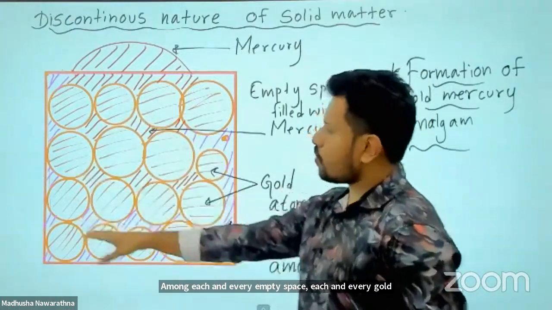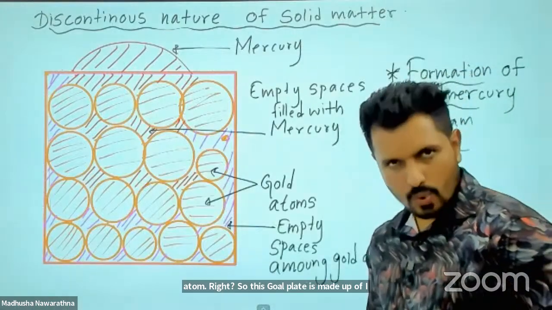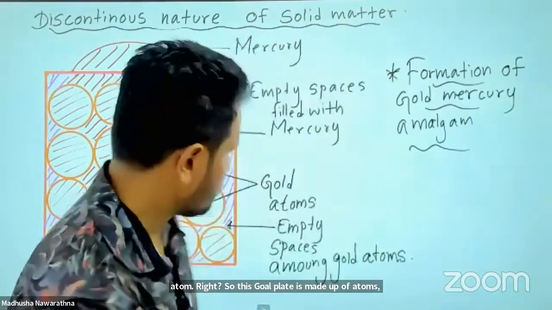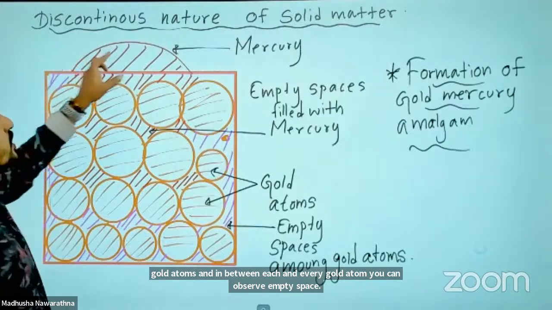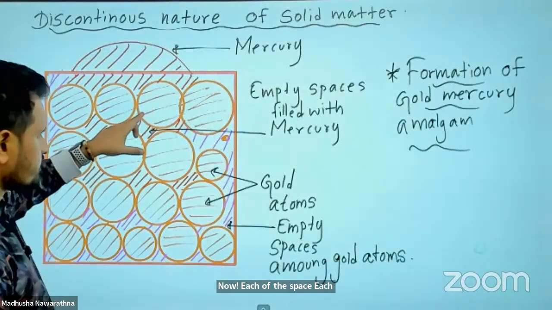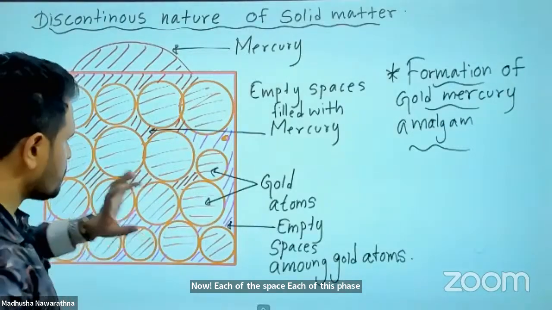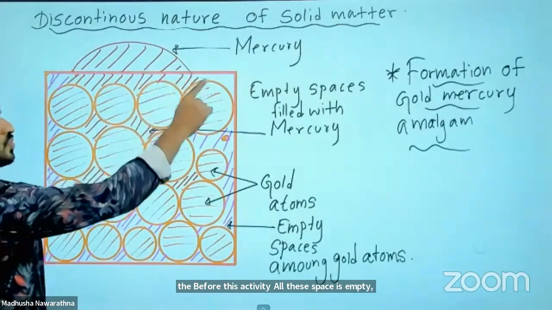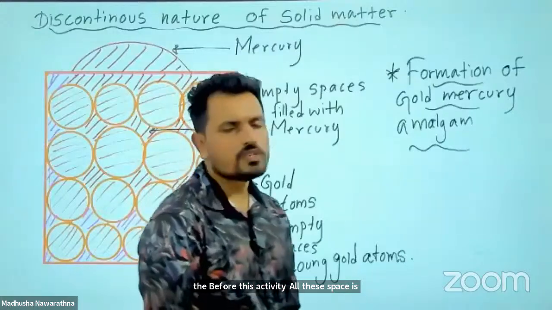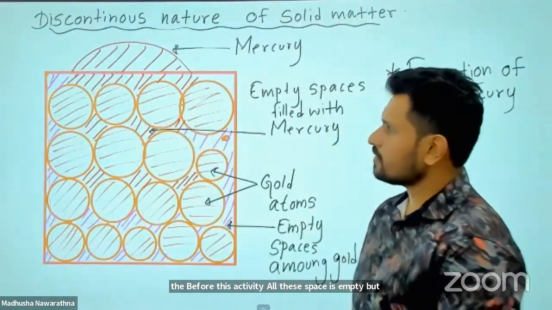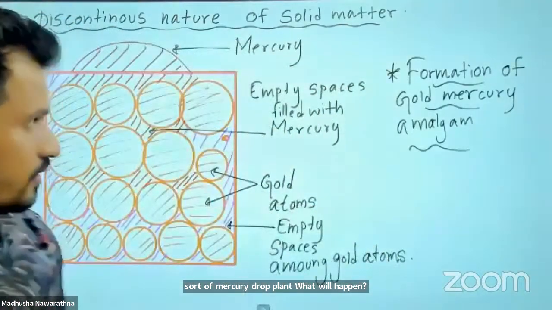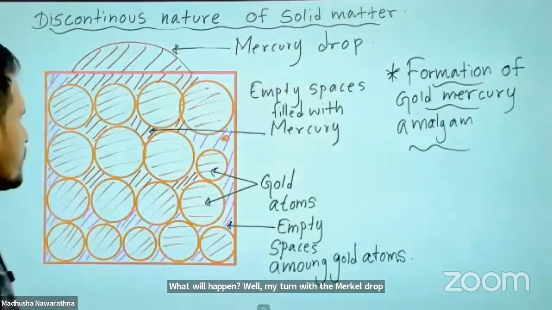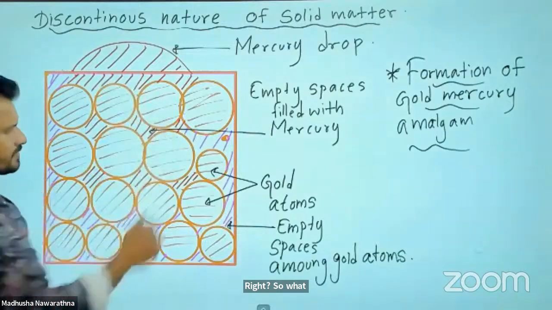So this gold plate is made up of gold atoms, and in between each and every gold atom you can observe empty space. Now each of these spaces was empty before this activity. But once you introduce a mercury droplet, what will happen? This mercury will penetrate through these empty spaces.